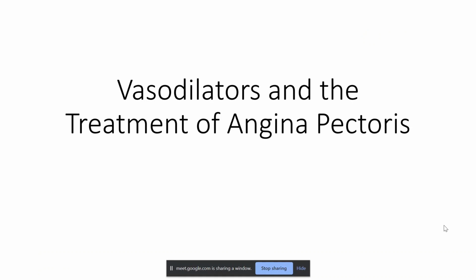Today's topic is vasodilators and the treatment of angina pectoris. Angina pectoris is a chest pain caused by the accumulation of metabolites resulting from myocardial ischemia. The main classes of drugs used for the treatment are nitroglycerin and its derivatives, and also beta blockers and calcium channel blockers.